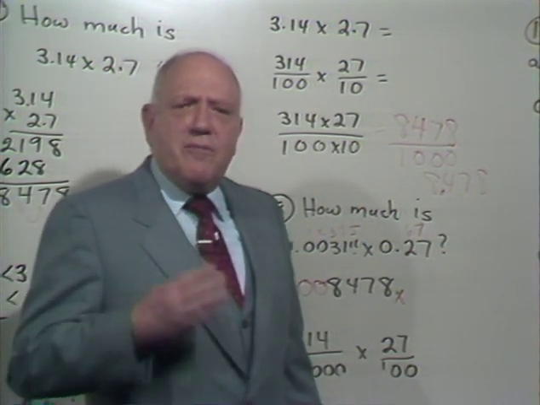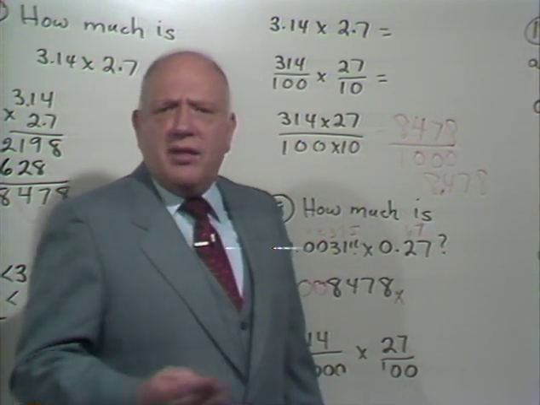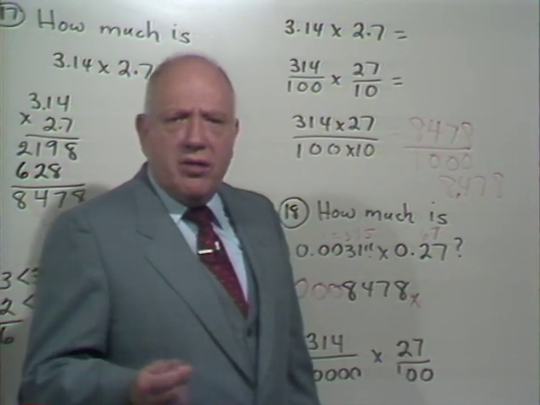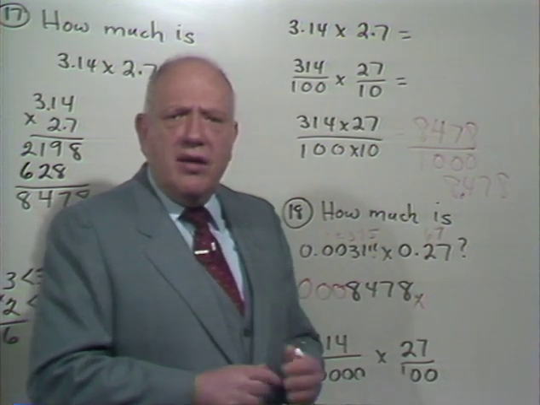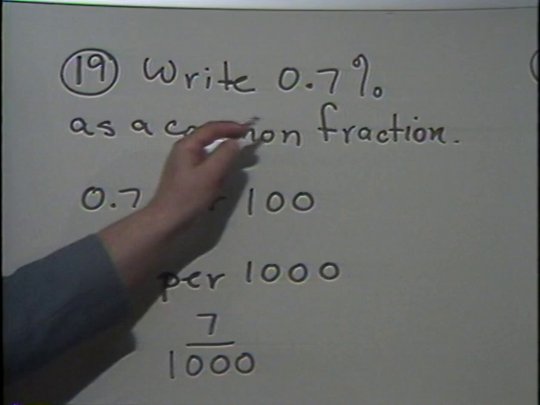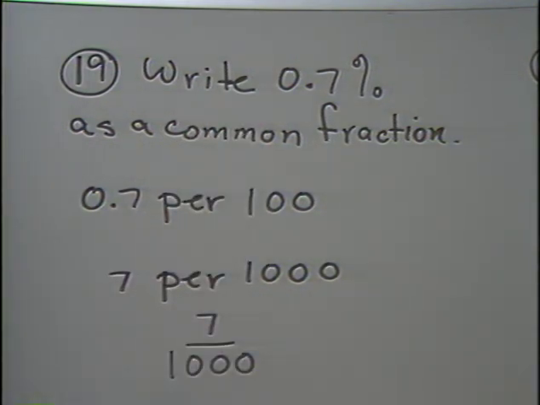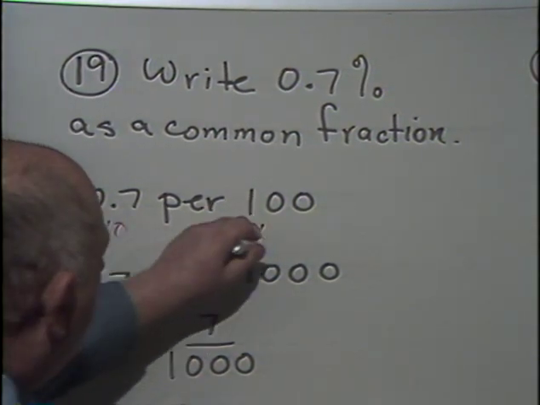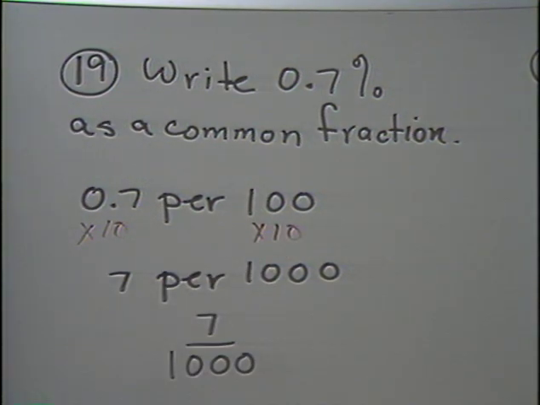And now, as far as percents are concerned, they work the same way whether you're using common fractions, mixed numbers, or decimals. Let me just conclude today's lesson with a little bit of percents. Suppose I say to you, write 0.7% as a common fraction. Percent still means per 100. So 0.7% still means 0.7 per 100. I can still multiply both numbers in a rate by the same non-zero number.